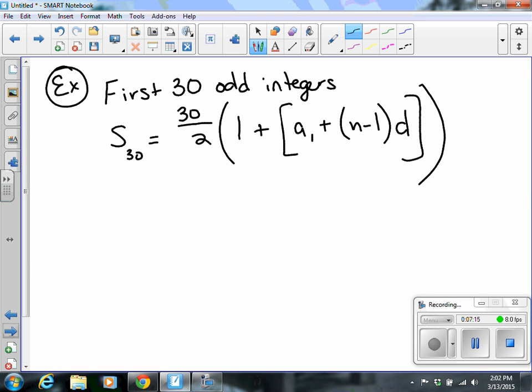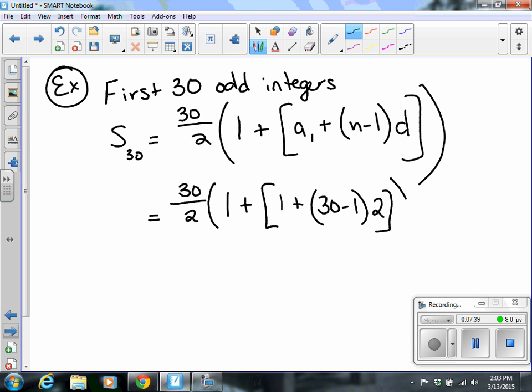So I'm going to plug in the information I know based on that. a1 doesn't change, it's still 1. Plus, well, how many terms am I looking for? 30. What's the difference? As I go from 1 to 3, what am I doing? I'm adding 2. So my common difference is 2. So now I have an idea of what the an is going to be, but I might not necessarily know right away when I first begin this.